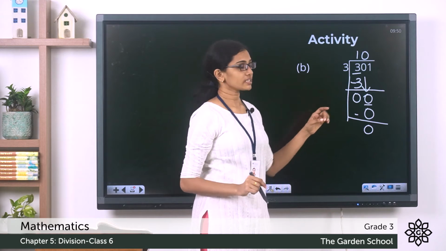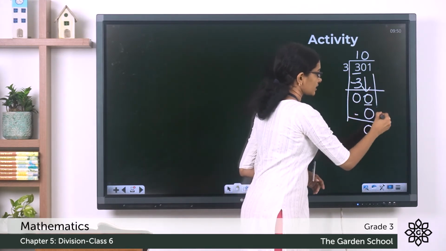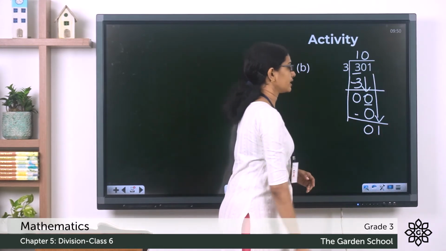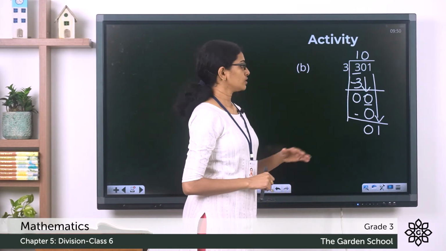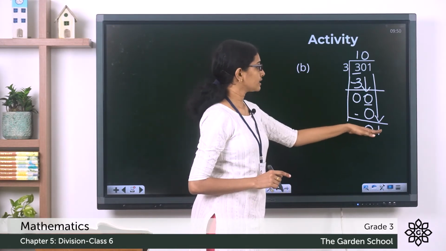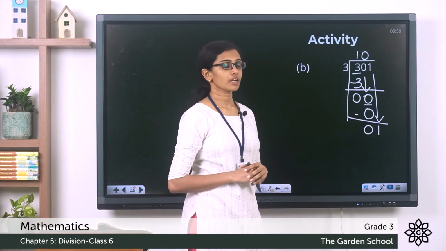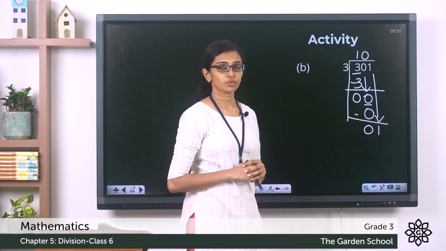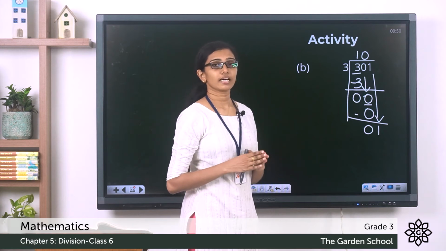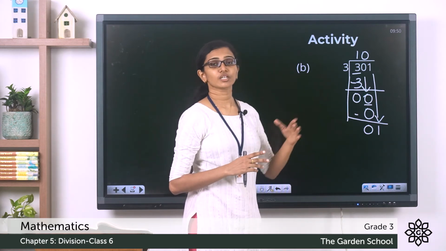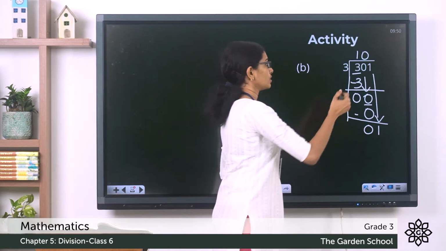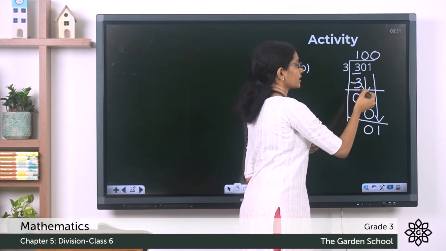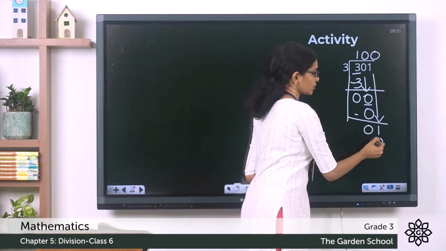Now there is one more digit to bring down, which is the digit 1. So let's bring it down here. Now we have the number 1. So now can we divide this 1 by 3? 1 divided by 3, can we do that? We know 3 ones are 3, but 3 zeros are 0. So let's take 3 zeros. So 3 into, let's put the 0 here. 3 into 0 is 0 here.